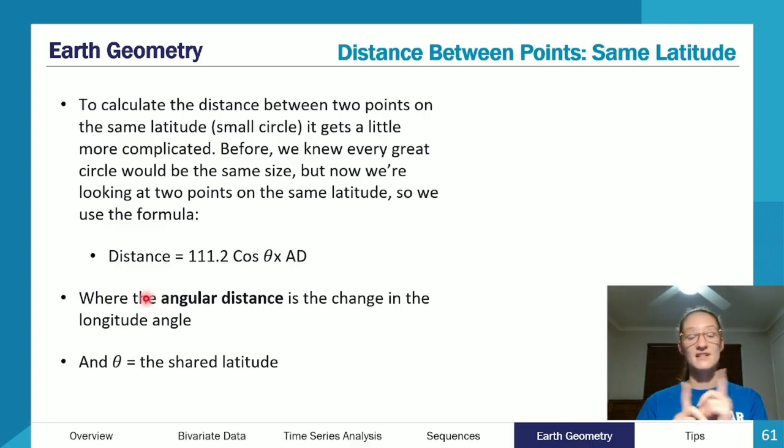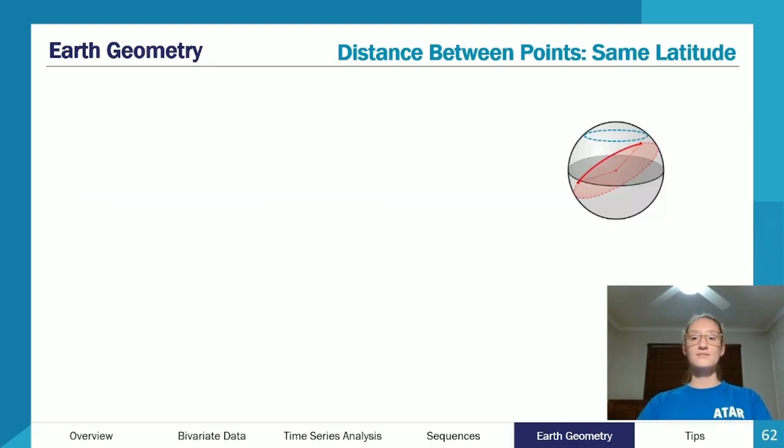And this time, this is an important distinction, the angular distance is the change in the longitude angle, whereas before we were looking at the change in latitude. And this symbol here is referring to the shared latitude. If they're on the same latitude, they're going to have a shared latitude. So that is our angle. So let's use that example here.